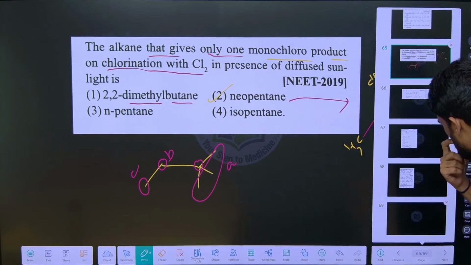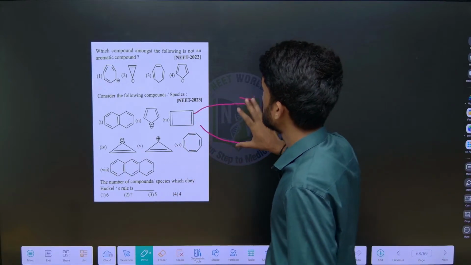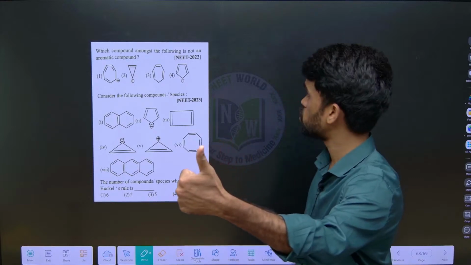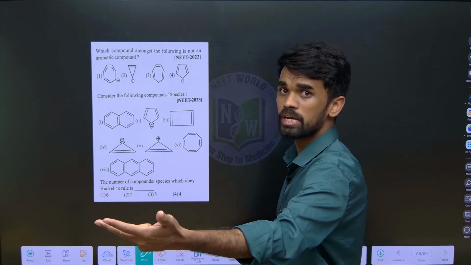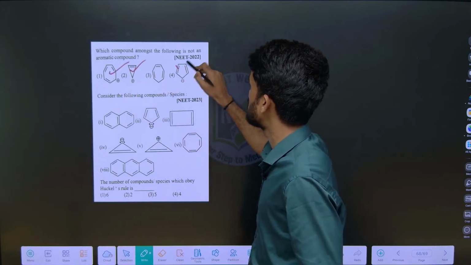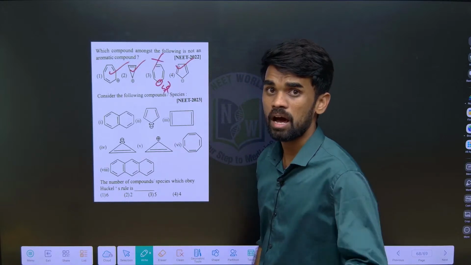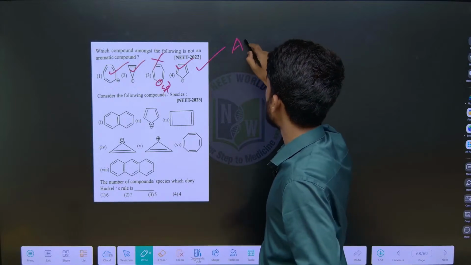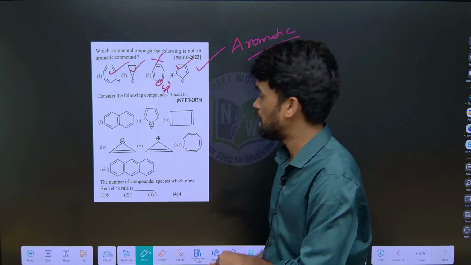Next, based on the aromaticity concept which we have discussed, identify which of the following is not an aromatic compound. Directly go: first the compound should be cyclic, next planar, then complete conjugation, then the 4n+2 pi electron rule should be satisfied. This one satisfies it. Here it has an sp3 carbon, therefore this is not aromatic, it is non-aromatic. For more clarity on aromatic compounds, there is a special video on aromatic compounds. Just go and watch it in the playlist.